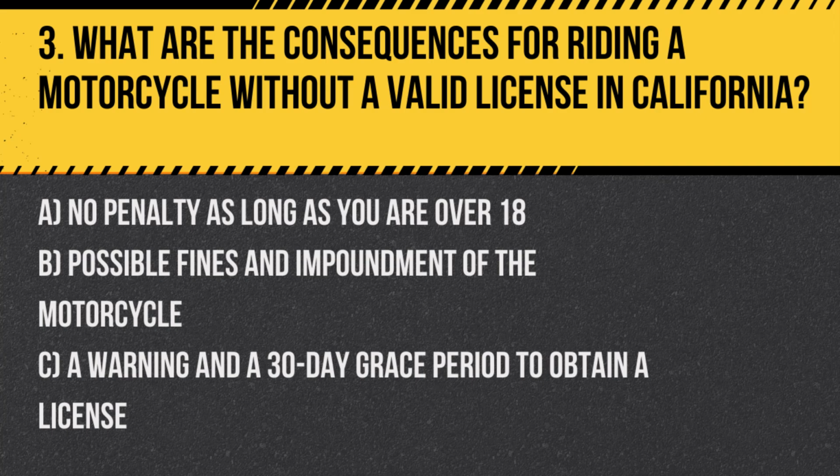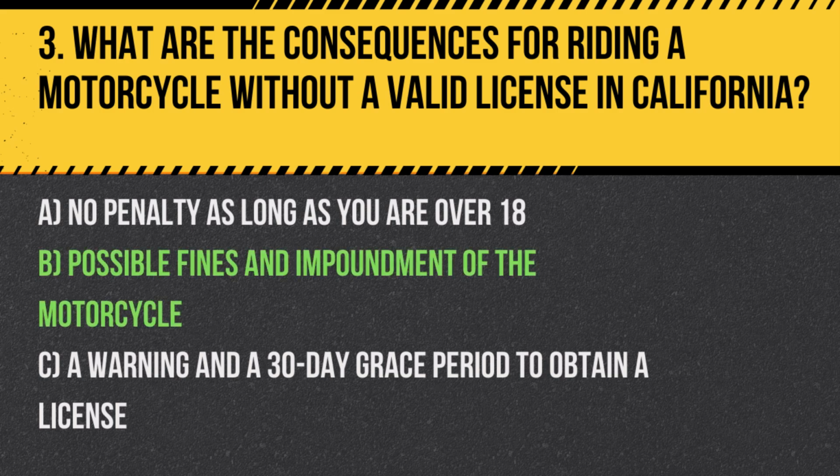Question 3. What are the consequences for riding a motorcycle without a valid license in California? A. No penalty as long as you are over 18. B. Possible fines and impoundment of the motorcycle. C. A warning and a 30-day grace period to obtain a license.